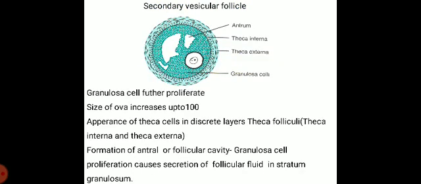Secondary follicles. When changes occur in the primary follicles, the secondary follicle is formed. Now the granulosa cells undergo further proliferation. The size of the ovum increases from 20 micron to 100 micron. Its nucleus becomes larger and vesicular, forming the germinal spots.